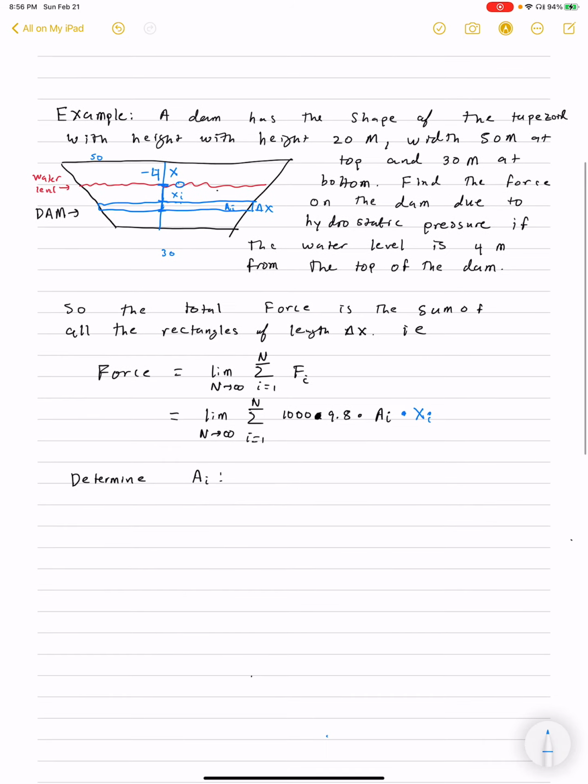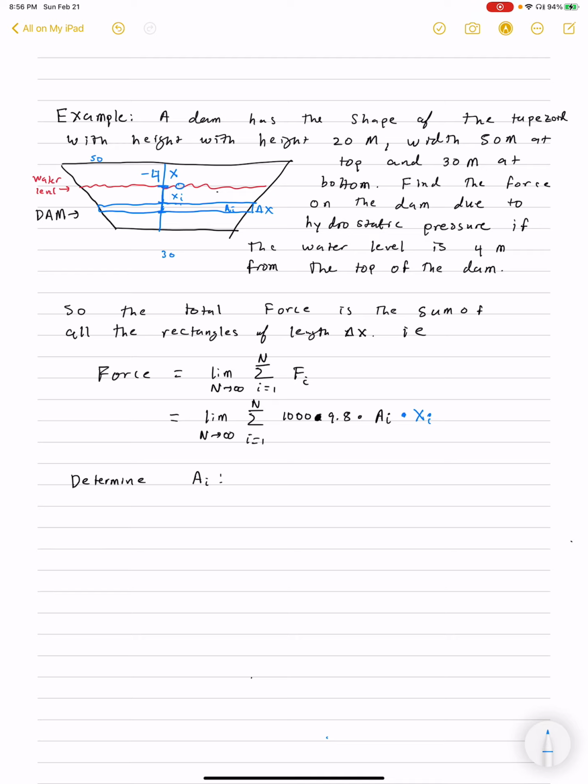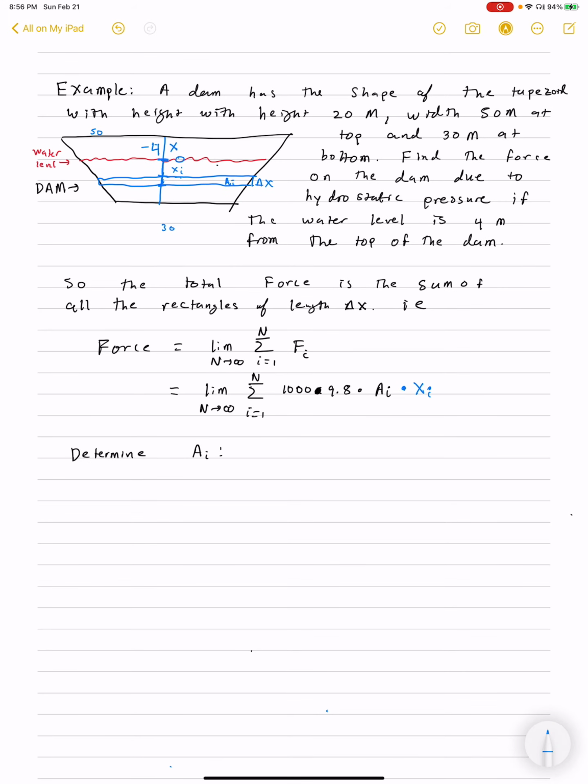So let's try and determine the area, because that's like the last thing that's left for us to do here. So if I want to determine this area, A sub I, well then I need to remember what I'm looking at here is a little strip. And this little strip looks something like this, right? So it's going to have length delta x and is going to have a length L sub I. And so I'm going to say that this area is going to be L sub I times delta x.